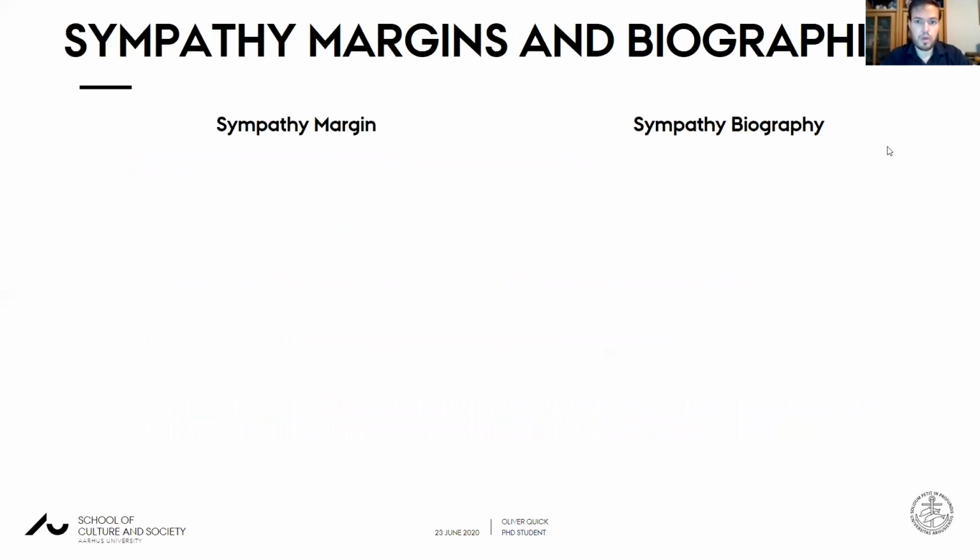So two foundational aspects of her theory are the sympathy margin and the sympathy biography. And these two are very tightly related.